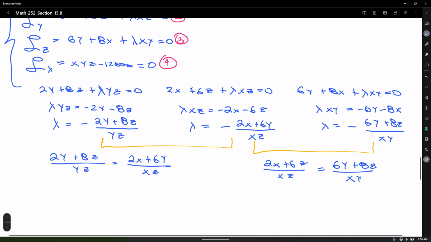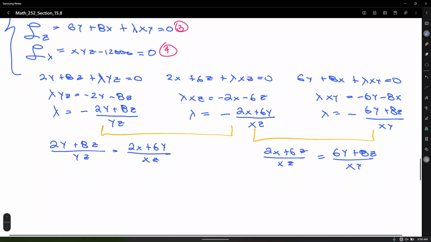All right. Yeah, cross multiply. Don't be scared about these equations. They're going to simplify really nicely.